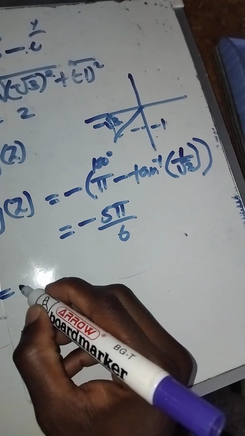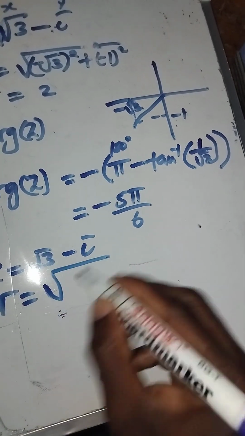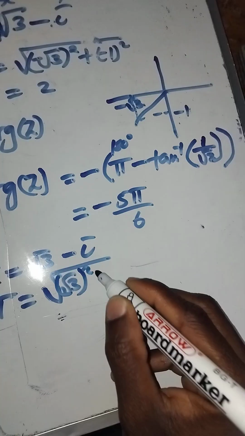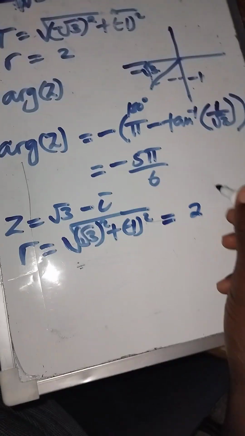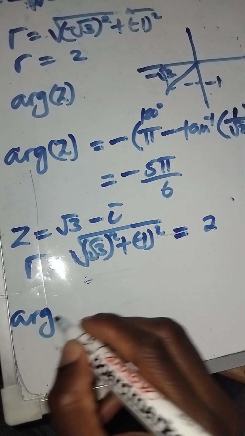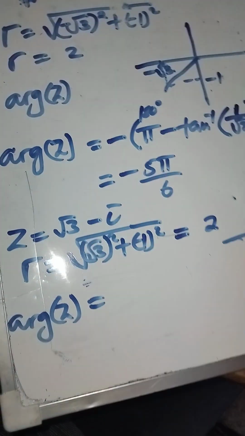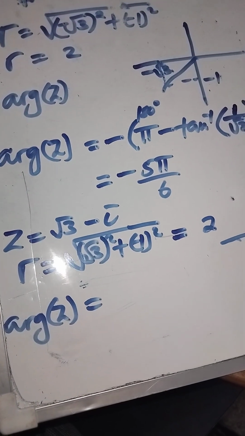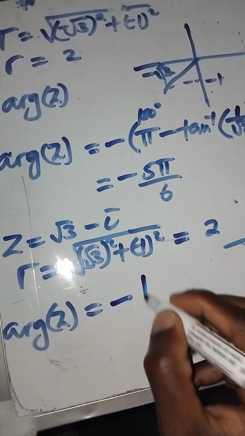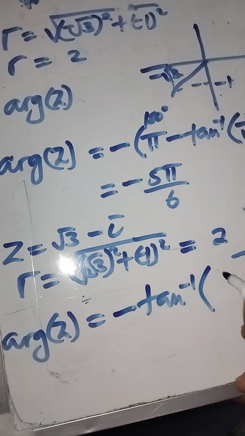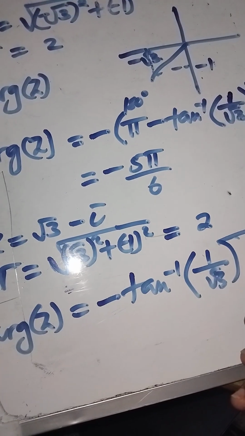So let's try another one. Let z be equal to root 3 minus i. We want to find r: square root of root 3 squared plus negative 1 squared, which gives 2. Then to find the argument of z, let us draw our Argand diagram: root 3 on the positive x-axis, then negative 1, so it goes downward. So it is negative arctan of 1 over root 3.